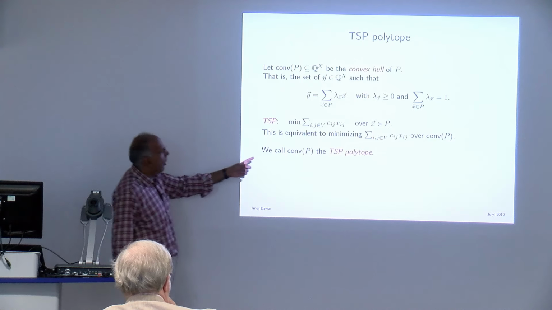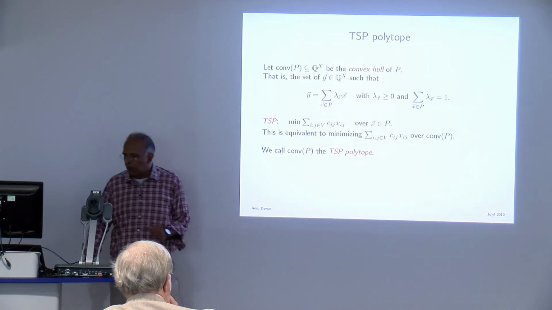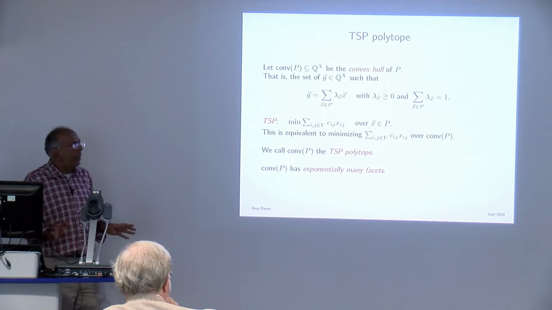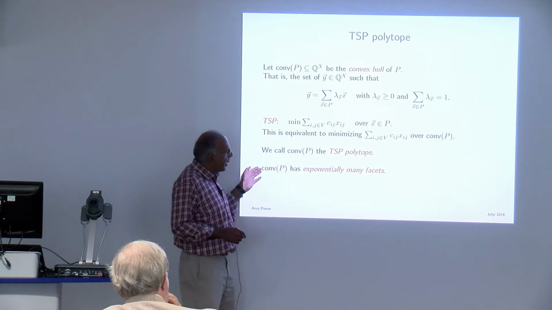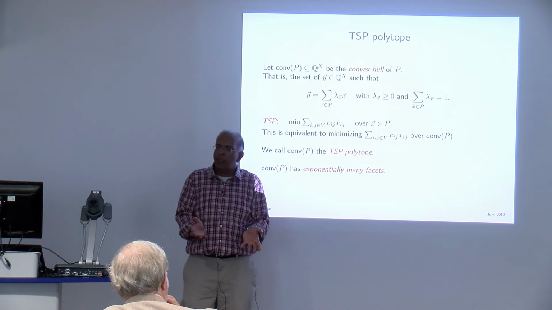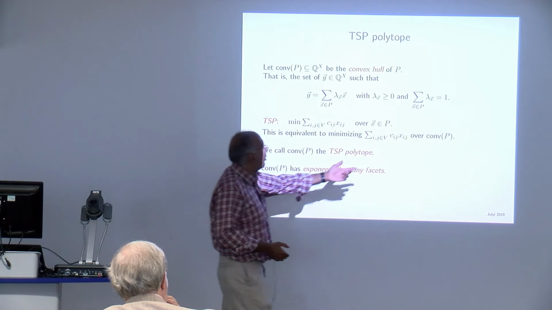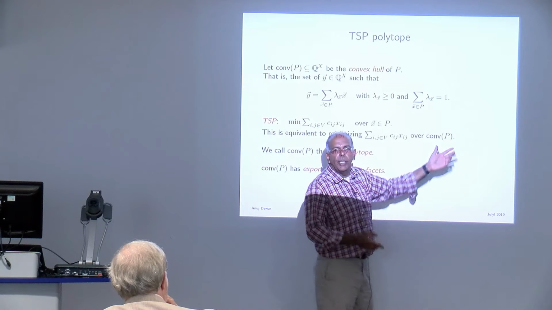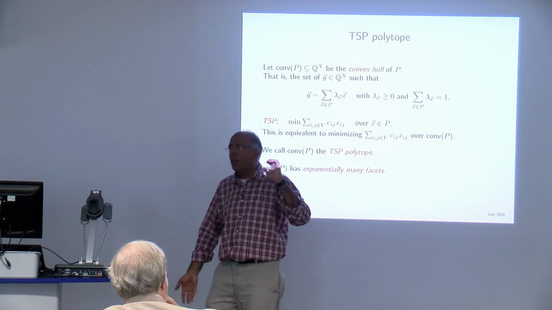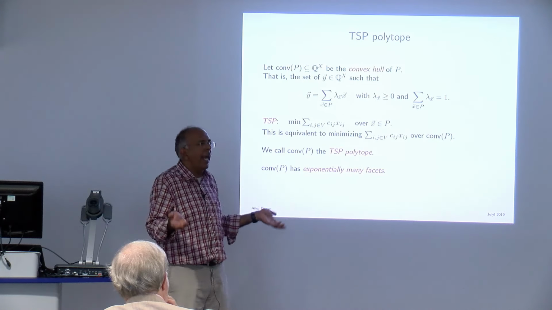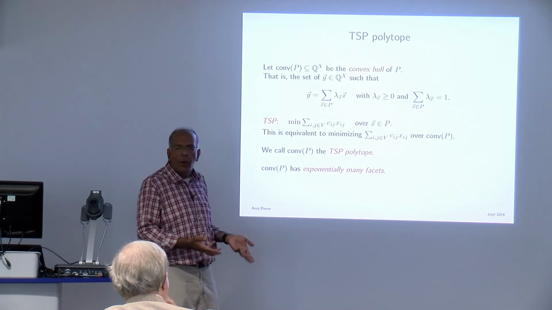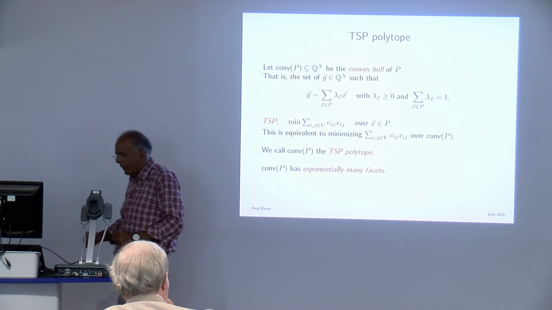So this, the convex hull of P, we call the TSP polytope. Now, it turns out that you can prove that this is a polytope, but it has exponentially many facets, which means if you were to try and write down this condition as a set of linear constraints, it would be of exponential size. So this doesn't really help us, right? Yes, we can do it as a linear programming problem, but it's one of exponential size.